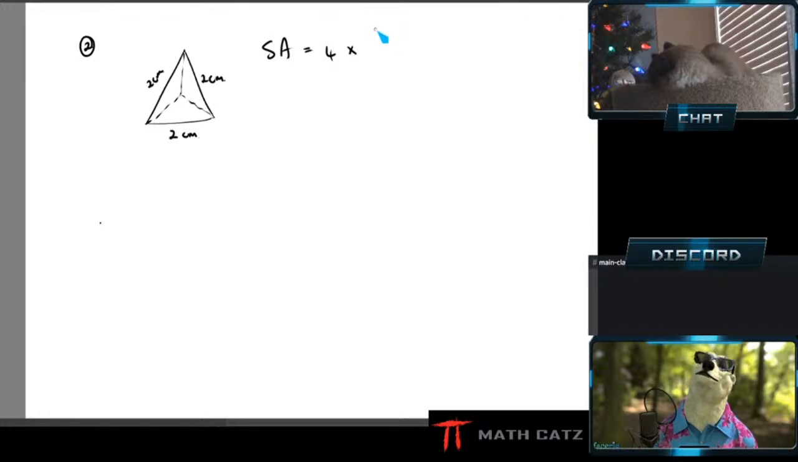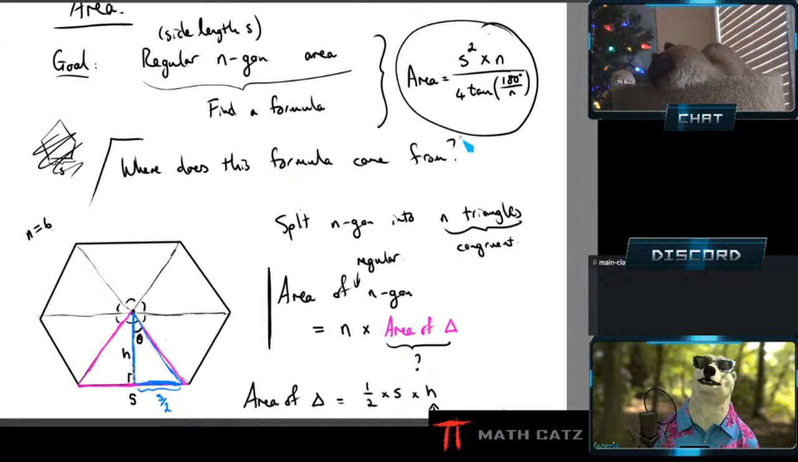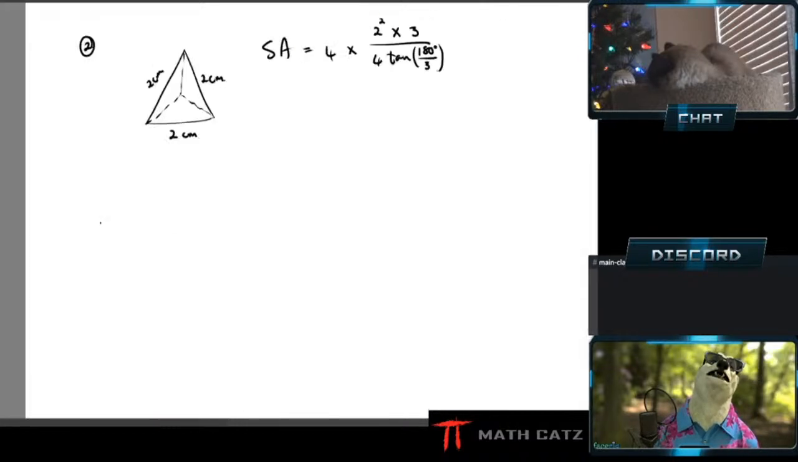So I have side length squared times the number of sides of a triangle, which is 3, over 4 times tan of 180 degrees over number of sides, which is 3. I'm using this right now. You don't have to memorize it. I just don't want to jump back and forth. I only need side length and n, number of sides, and then the calculator does the rest.